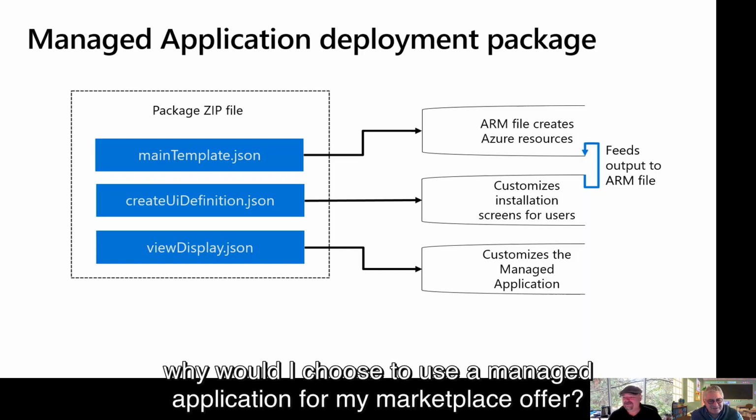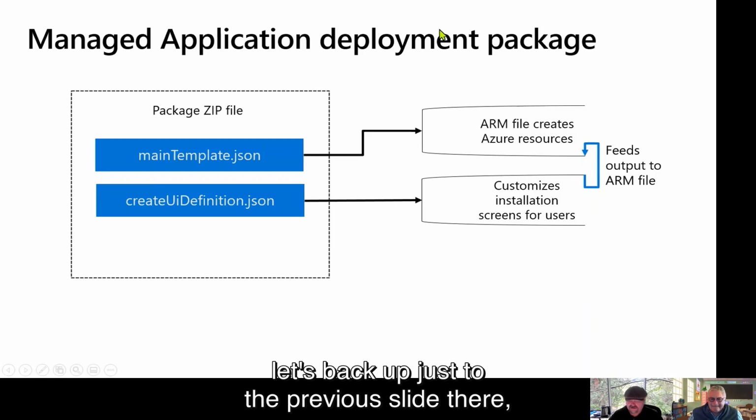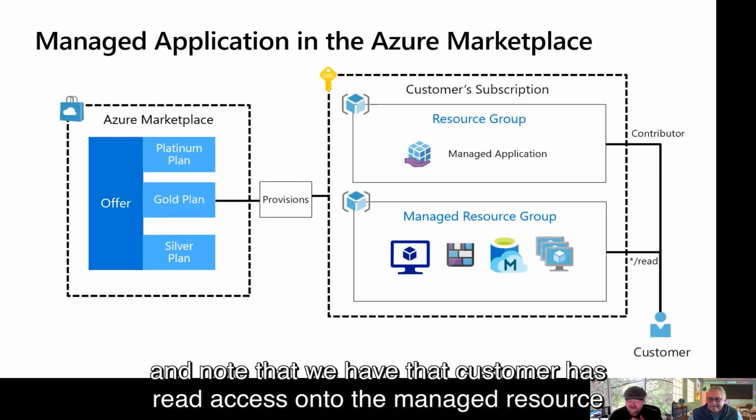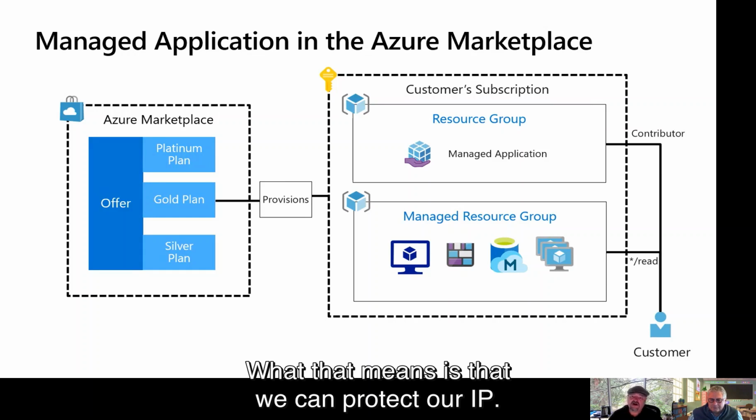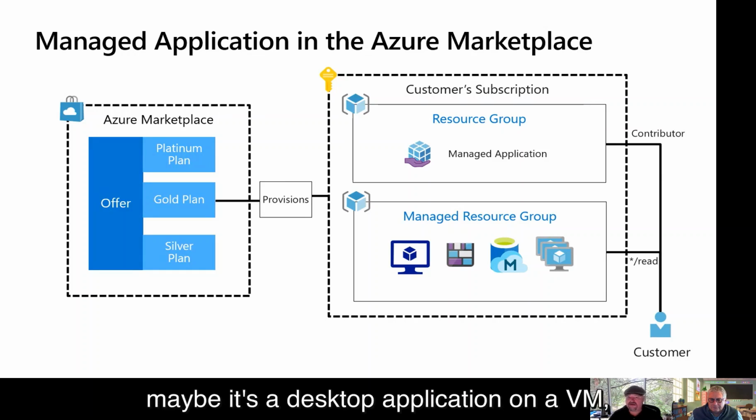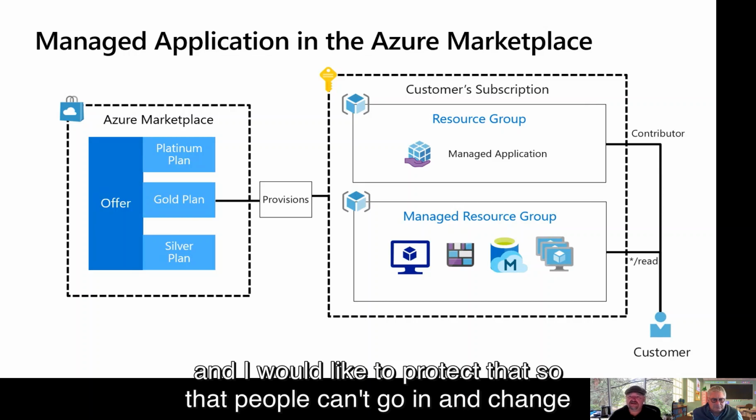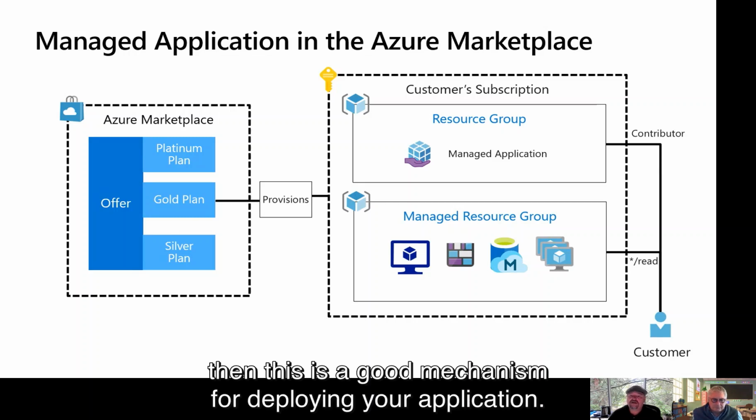David, another question. Why would I choose to use a managed application for my marketplace offer? That's a great question too. First and foremost, let's back up to the previous slide and note that the customer has read access onto the managed resource group. That's a big deal. What that means is that we can protect our IP. So if I happen to be running an application, maybe it's a desktop application on a VM, and I would like to protect that so that people can't go in and change API keys, install new software, what have you, then this is a good mechanism for deploying your application.